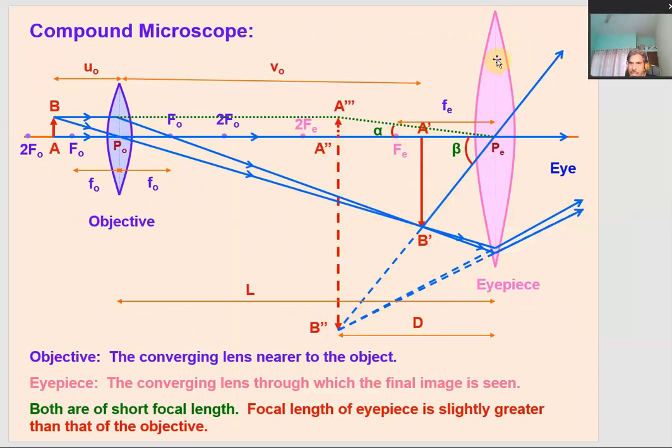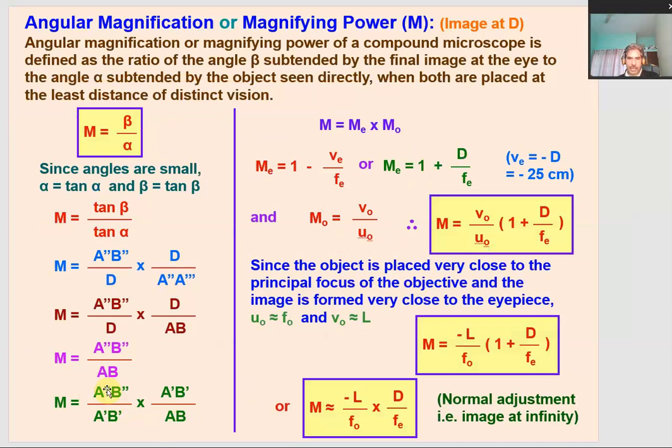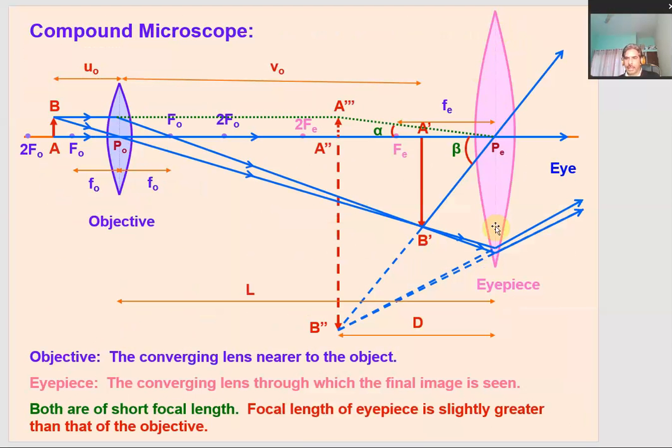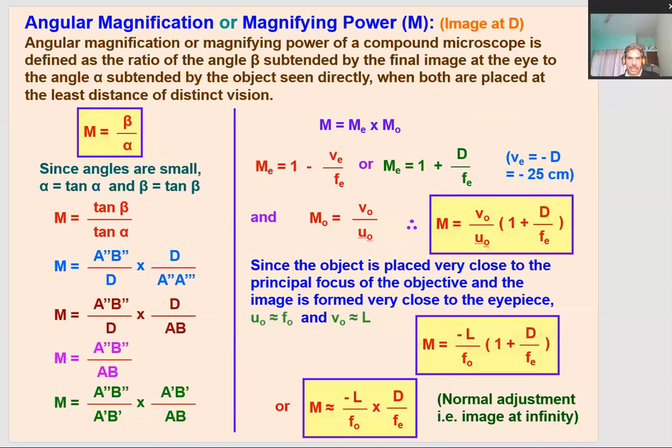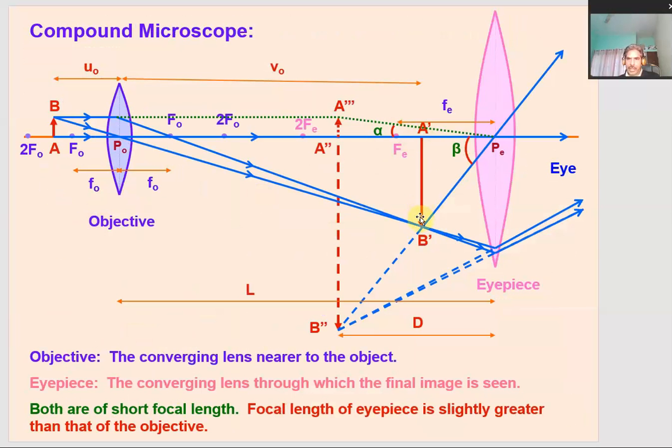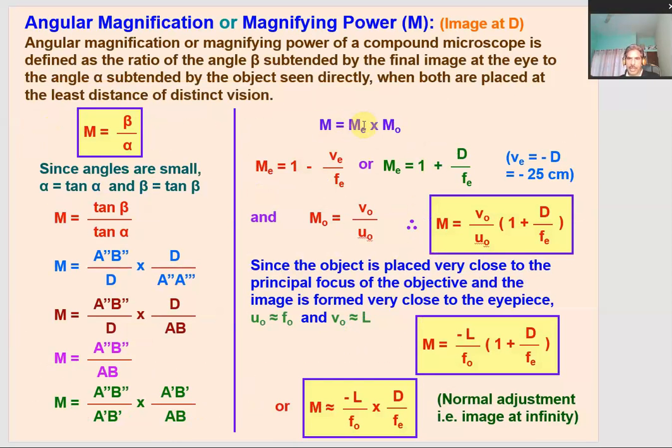So this ratio A double dash B double dash upon A dash B dash acts as the magnifying power for the eye lens, and on the other hand A dash B dash upon AB acts as the magnification produced by the object lens. So for that we simply write M_e into M naught. This is the angular magnification we are getting in this particular case.